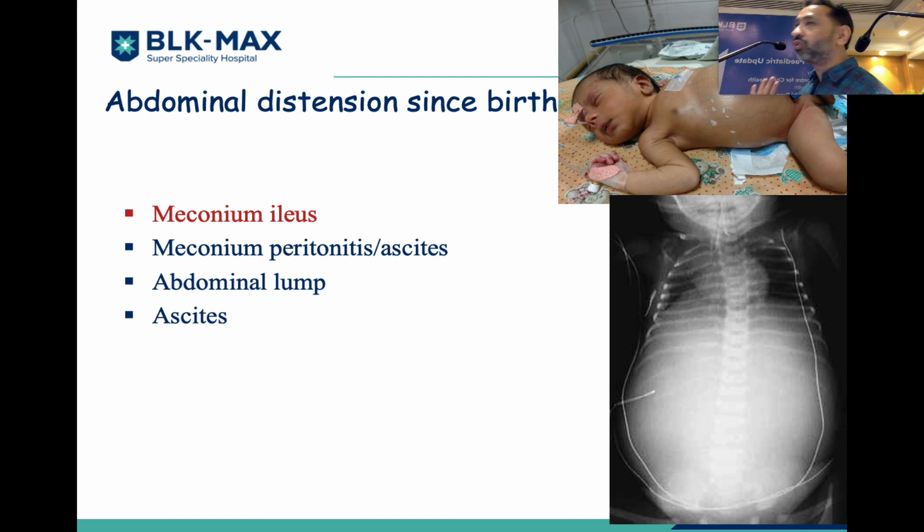Now there are 4 conditions where you will see abdominal distension right from birth. First is meconium ileus, which I have already described. Second is meconium peritonitis or ascites, any abdominal lump, and the ascites. With obstruction, you will never see distension right from birth. But in these 4 conditions, you will always have distension right from day 0.